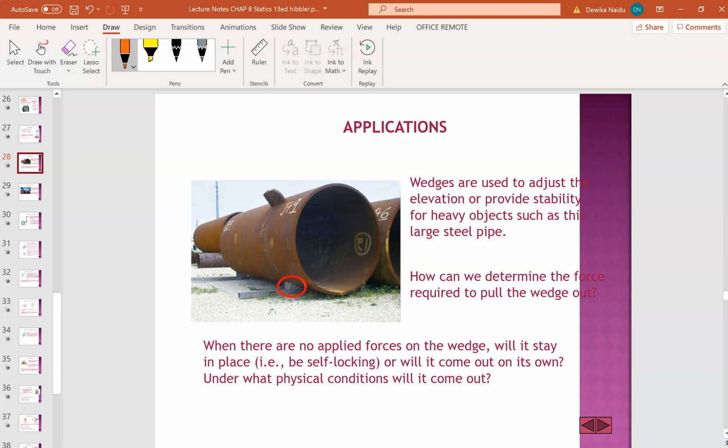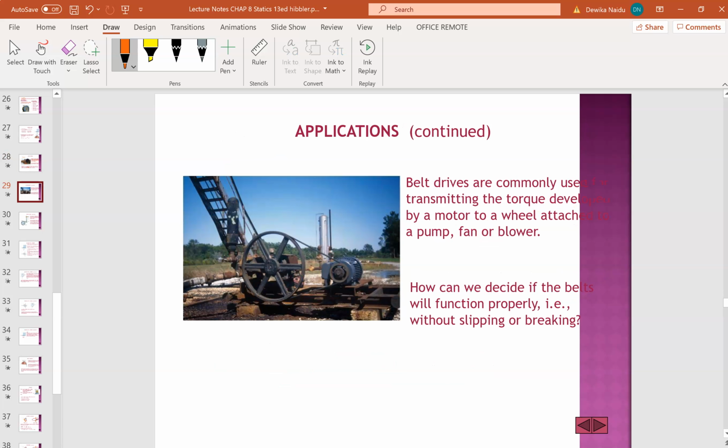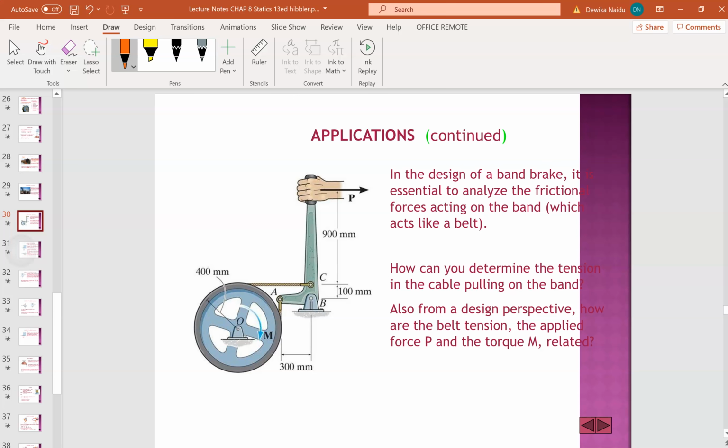Wedges are used to adjust the elevation and provide stability for heavy objects, such things like large steel pipes, so that it doesn't come off, or your house door stopper. Whatever is in the shape of a triangle like this is known as a wedge. Sometimes you park your car uphill, and you always want to put something to stop the car from rolling down. So this is where wedges are applied. It's like a self-locking kind of tool. We're not going to look at flat belt, so we're going to continue.